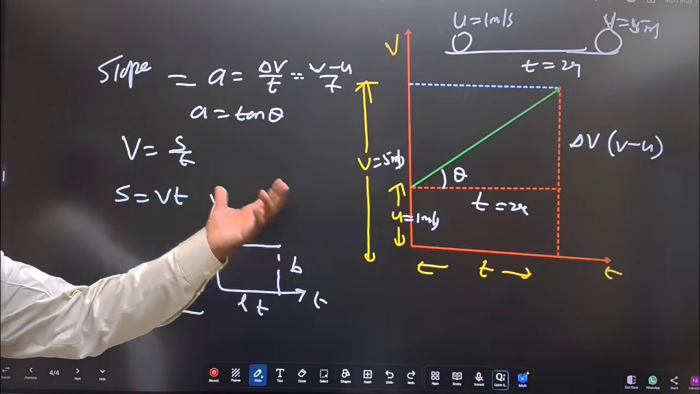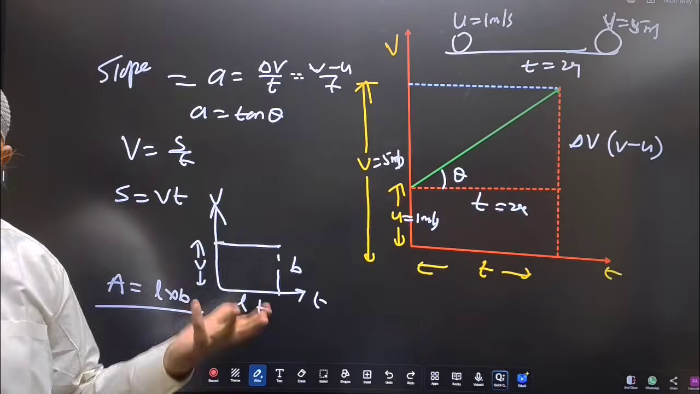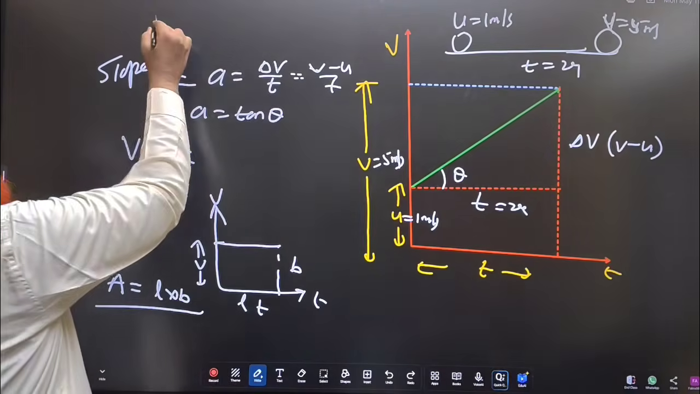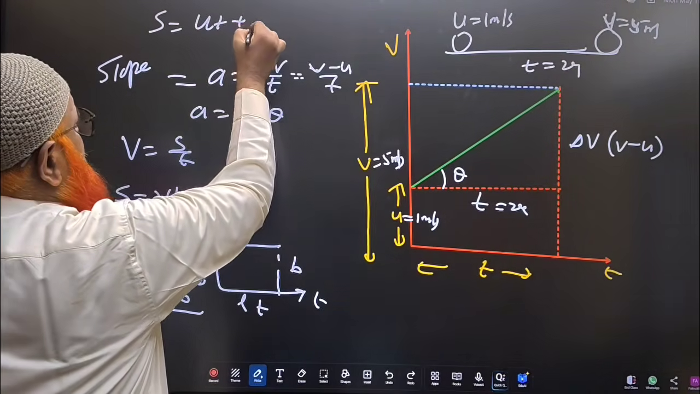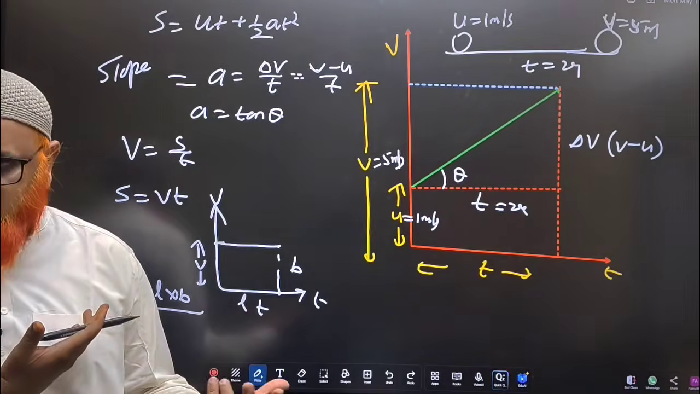But for the other graph, this is the graph where you have to find out the displacement. If you find out the area, you will get the displacement. See, I have one equation: S is nothing but half ut plus half at square. This is an equation which I have derived in the previous case.